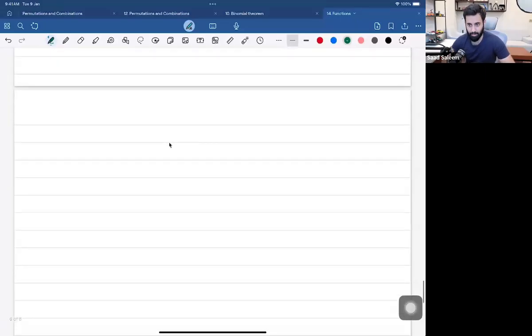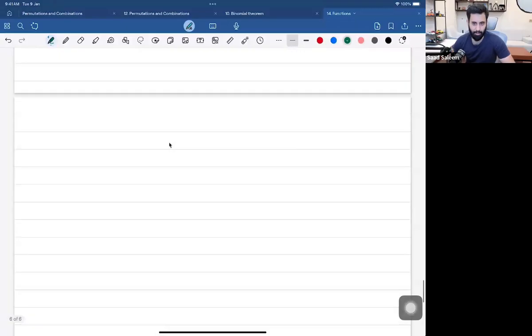Sir, the graph will always be given? No. The graph will not always be given. Okay, we will have to make it ourselves. Like usually you'll have cubic, usually you'll have quadratic or trigonometric. So, look, I'll tell you how to figure it out without the graph.